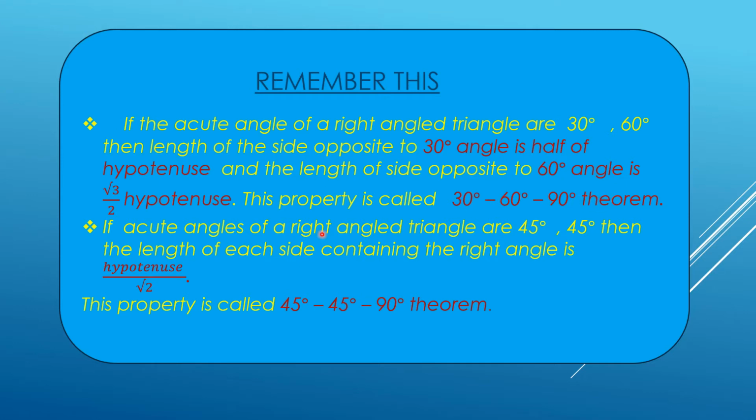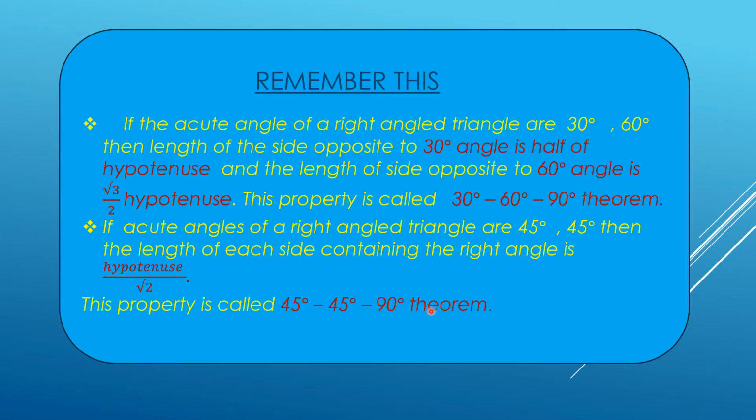And the second point: if the acute angles of a right angle triangle are 45 degrees and 45 degrees, then the length of each side containing the right angle is 1 by root 2 into the hypotenuse. This property is called the 45-45-90 degree theorem.